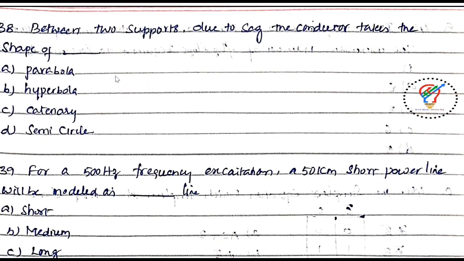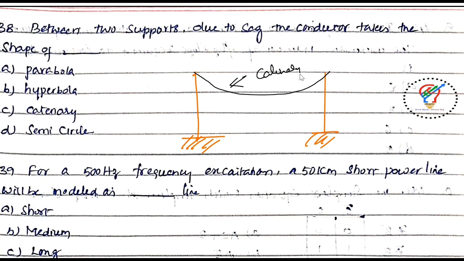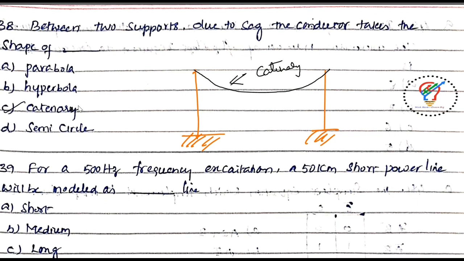Right. So between the two supports, due to the sag, the conductor takes the shape of... So let's take here there is one pole. Let me take another pole here. And the conductor between these two poles will be like this. So this will take the shape of a catenary. Okay, catenary shape. So an important one. Next one.